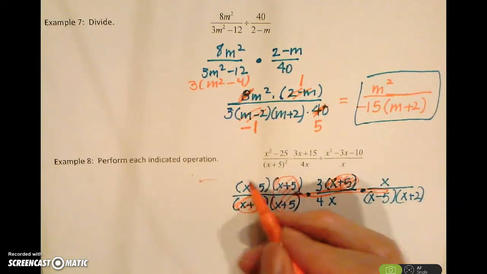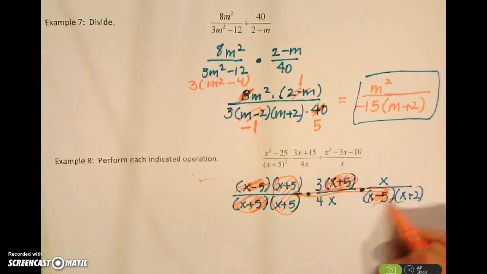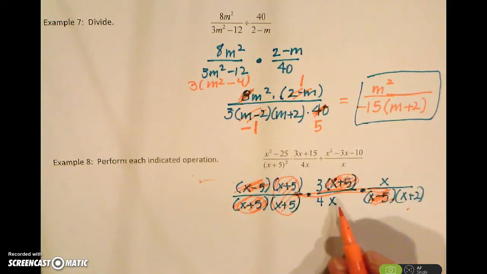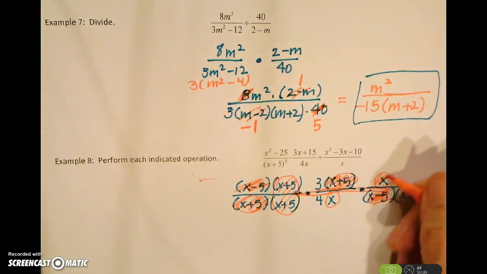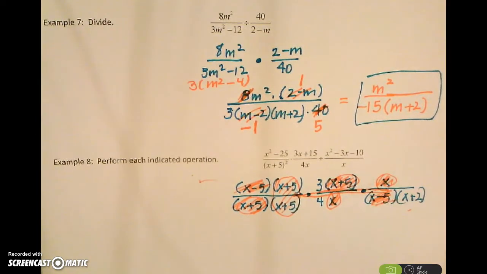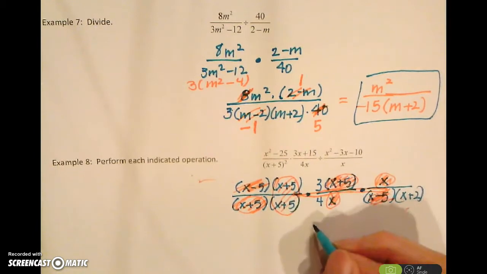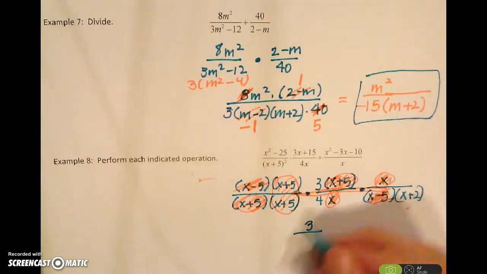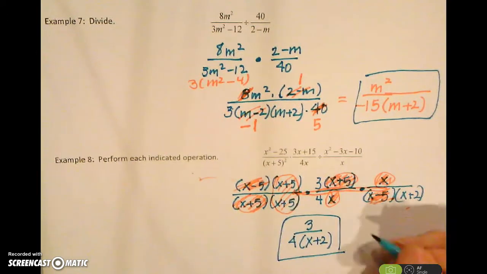So this x minus 5 and this x minus 5 are going to cancel each other out. And then let's see, the 3, oh, look here, one more thing. The x's, these little x's here, they also cancel out. So I then am left with just the 3, poor little guy, just the 3 in the numerator. There's a 4 in the denominator and the parentheses x plus 2. And we're done.